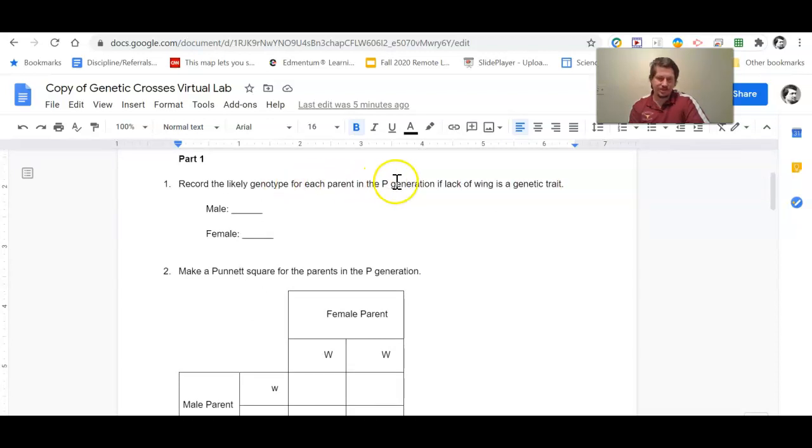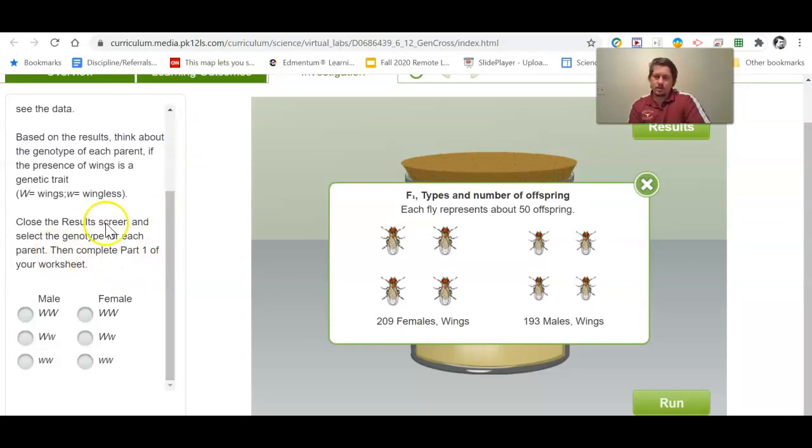Record the likely genotype for each parent in the P generation if lack of wings is a genetic trait. So what do we think here? I think male that didn't have wings, female that had wings. And every one of them has wings. Hopefully we remember that probably the male didn't have wings and all the offspring do. That means that's probably a recessive trait. All of them have wings. The female probably was homozygous.